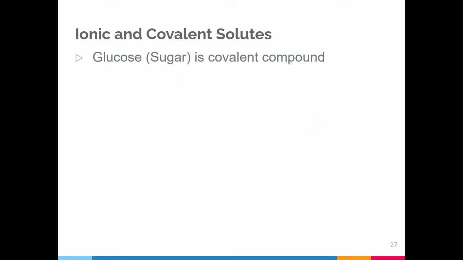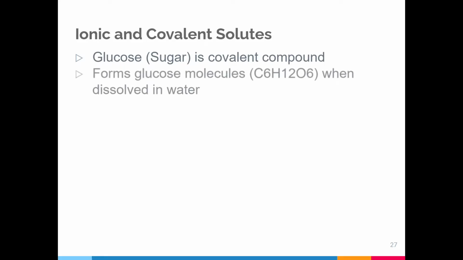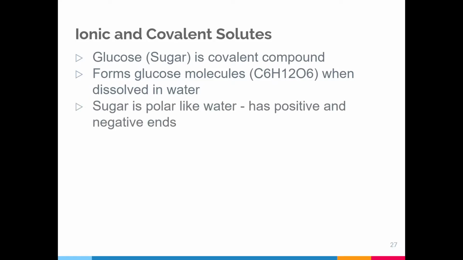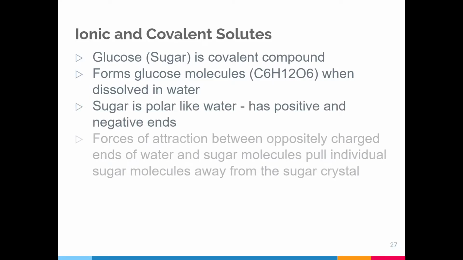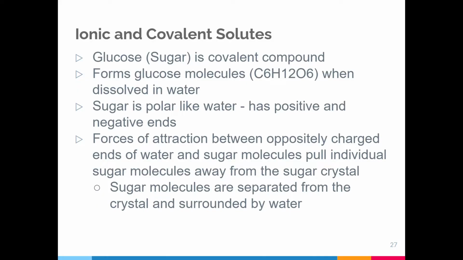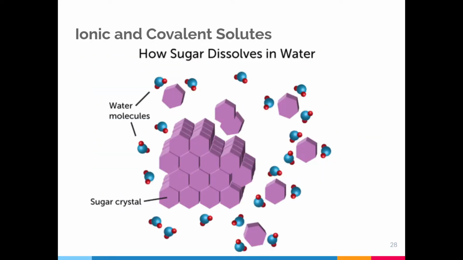Glucose is a sugar. It's a covalent compound. It forms glucose molecules, C6H12O6, when dissolved in water. Sugar is polar like water, has positive and negative ends. And so essentially when it goes into water, the water and sugar molecules interact and it pulls the individual sugar molecules away from the sugar crystal. And then the sugar molecules are separated from the crystal and surrounded by water.